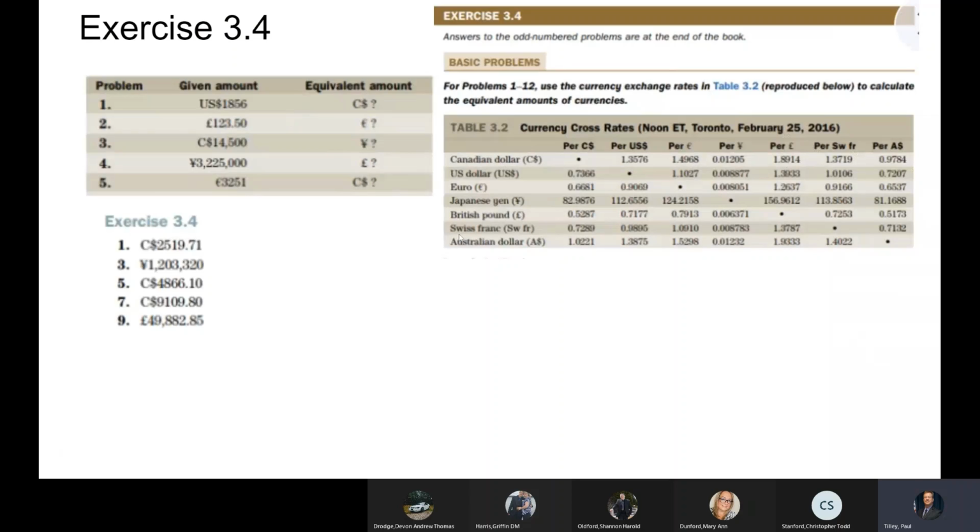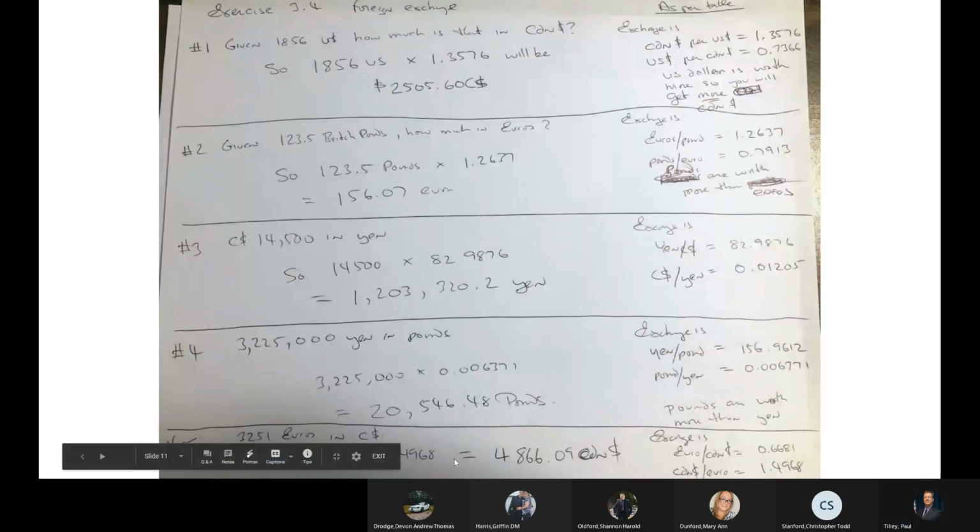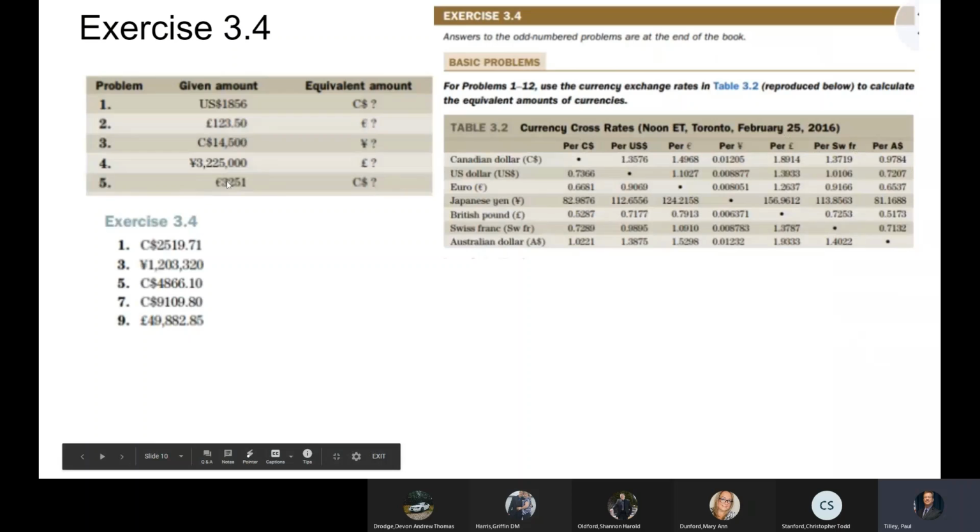Or we could say a euro is 0.6681 of a euro in Canadian dollars. So again, if we wanted to get that in euros, we just multiply that by 0.6681. Or, okay, so we could do one or the other. We can multiply it, or we could divide depending on which one of these we use.